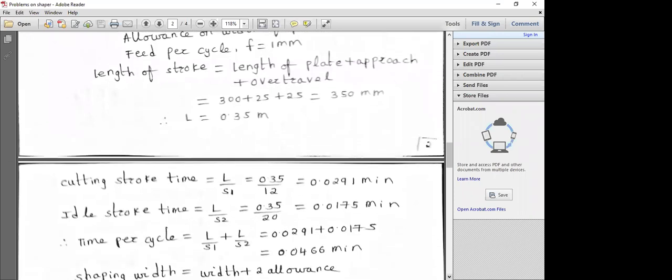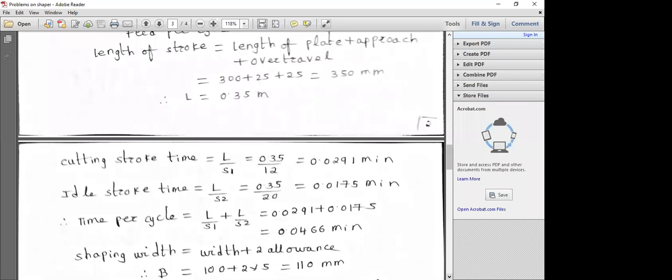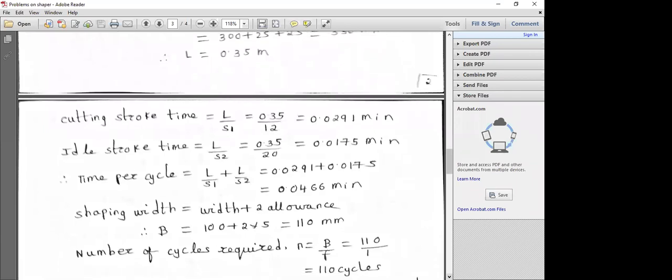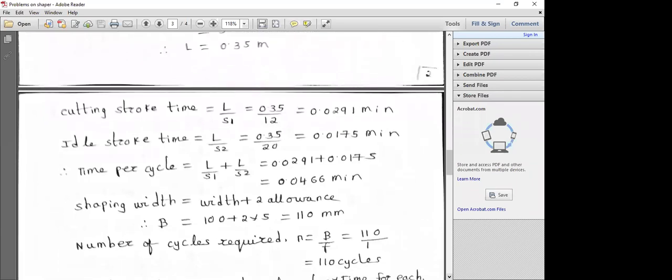So what is the shaping width? Already we have seen, width plus twice into allowance, so 100 plus 2 into 5. You have to take the allowance on either side of the plate. So 100 plus 10, it is 110. All this is very much necessary. Why am I repeating? Though it is not asked nowadays in some of the sets, we have to consider all the sets and try to deliver the syllabus 100%, all the 6 units, all the topics.